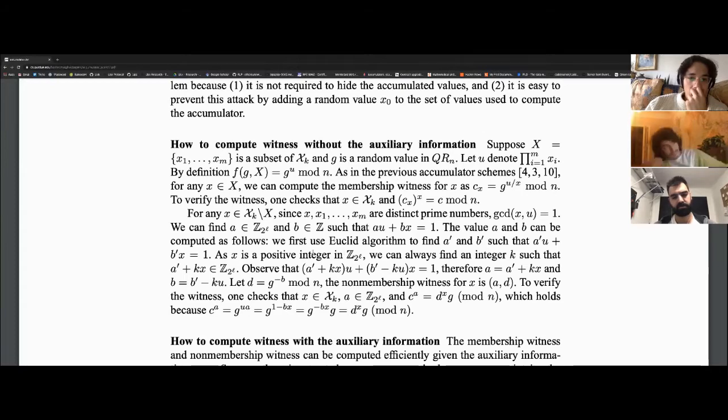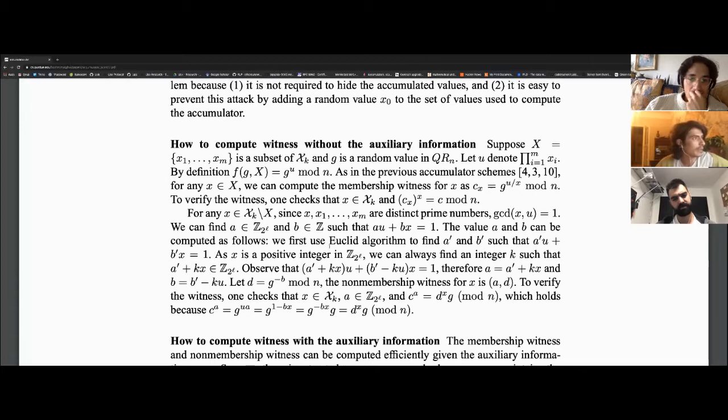Then you can efficiently find these Bézout coefficients using the extended Euclidean algorithm. It's just an algorithm. Don't ask me to explain how it works because I don't remember, Wikipedia. But you can efficiently find these A and B such that A times U plus B times X is equal to 1.